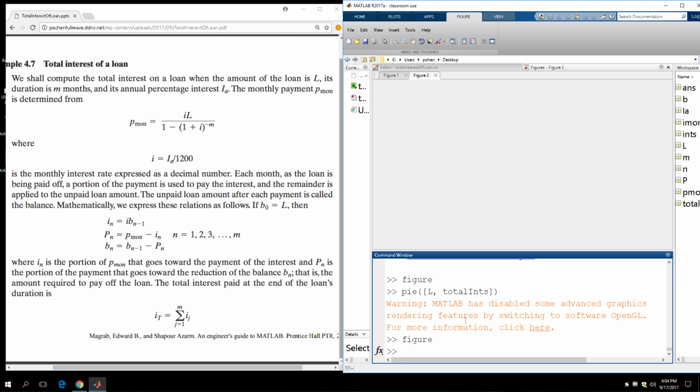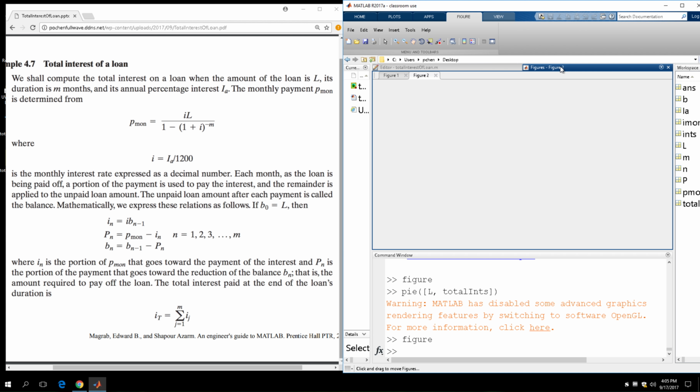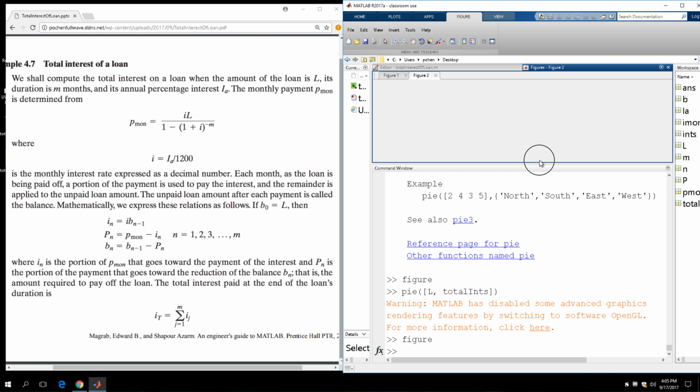So for every month, let's go back to the code. For every month, you're paying P amount. That's a fixed amount. But only a portion of it goes to the principal, and another portion goes to the interest. So you have two arrays. One is Pn, the amount that goes to the principal, and then int n, the amount that goes to the interest. And suppose we want to visualize both of them at the same time.